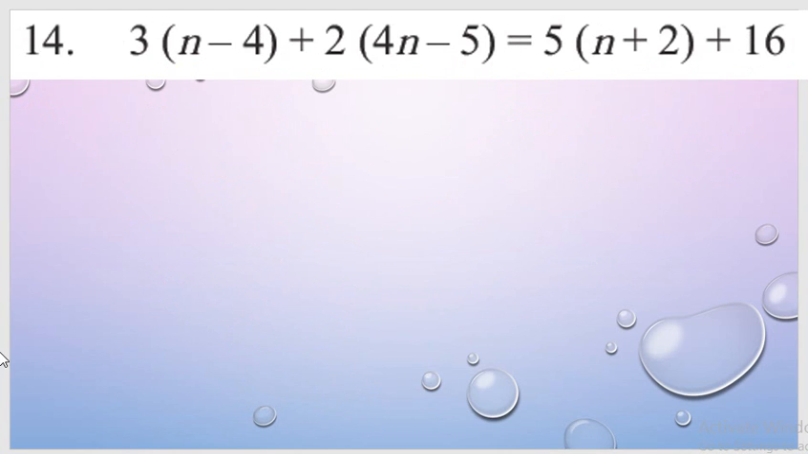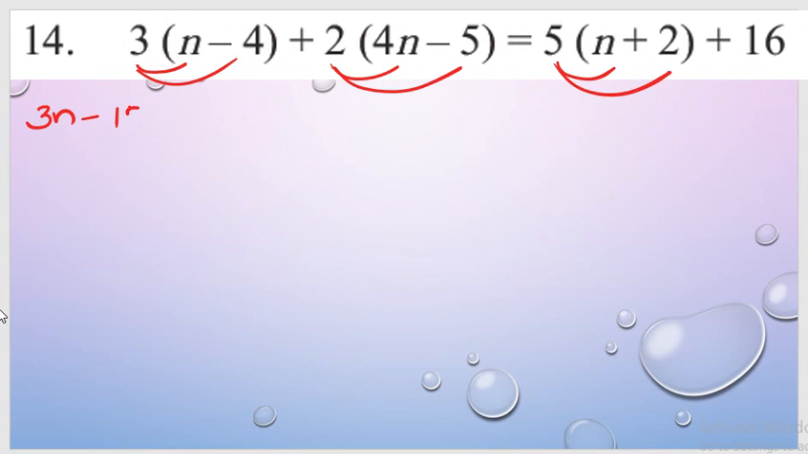Next, moving on to one more question. So this is nothing but the last question of this exercise, right? So multiply this. So 3 into n, 3 into minus 4, 2 into 4n, 2 into minus 5, 5 into n, 5 into 2. So what I am going to get? So 3n minus 3 4s are 12 plus 2 into 4n is nothing but 8n minus 2 5s are 10 is equal to 5n plus 5 2s are 10 plus 16.